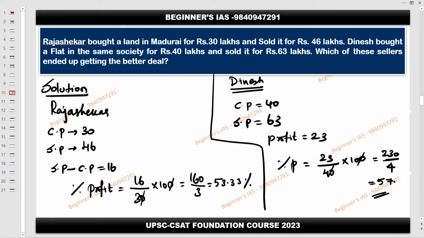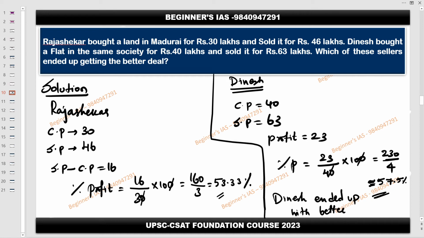Therefore, which one is better? So I'm just considering approximate answers. So therefore, it comes around 57 point, right? But here it is only ended up with the 53. Therefore, Dinesh is making the profit. Okay, therefore, second person, Dinesh, ended up with a better deal. Understood?